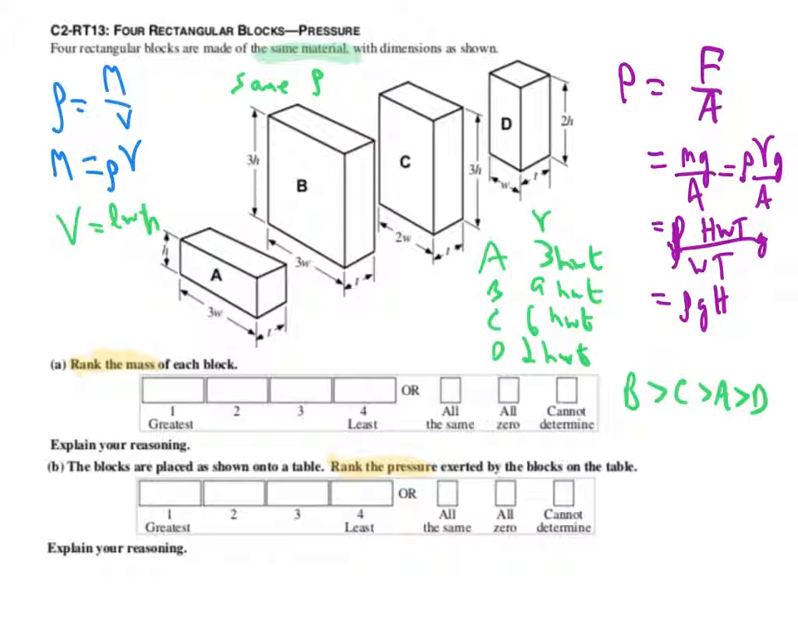And interestingly enough, of course, g is the same for everybody, but so is rho. And so the pressure is just proportional to the height, which is sort of interesting. So we look here and we say, based on that, well, B and C are both 3 high, D is only 2 high, and A is only 1 high. So we get something like that.